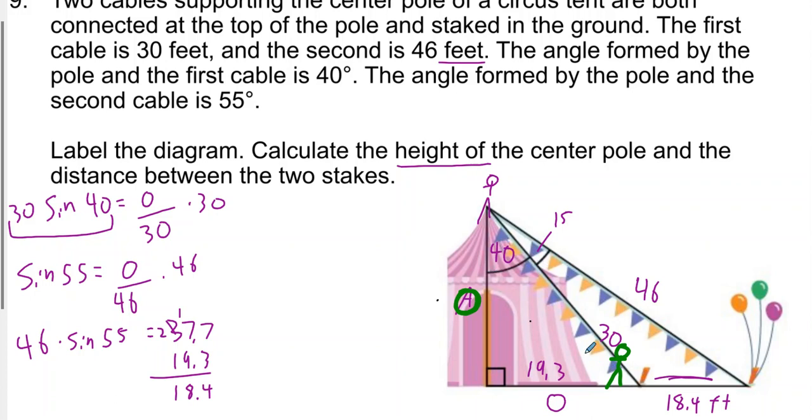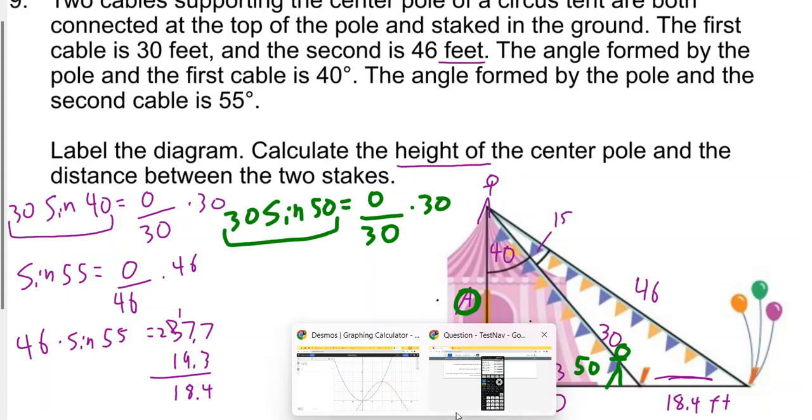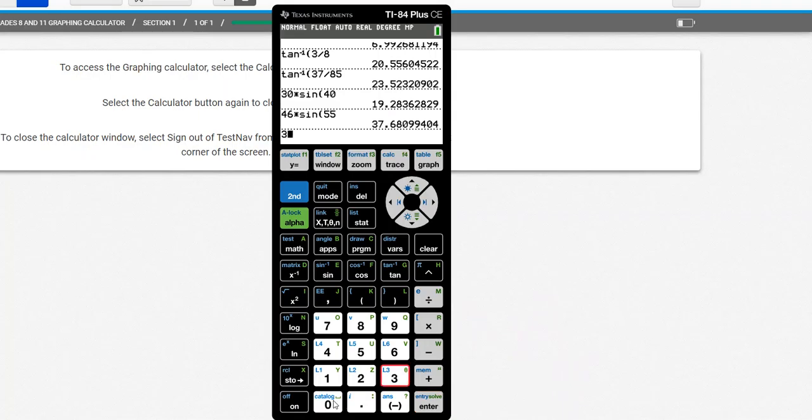Welcome back. So hopefully you figured out that this angle is 50. So I'm going to have the sine of 50 equals opposite unknown over hypotenuse of 30. Then multiply each side by 30. So this goes in my calculator: 30 times the sine of 50.